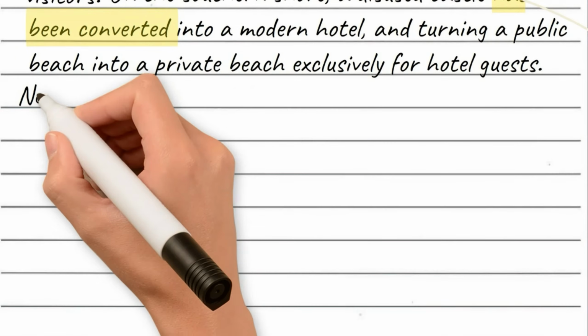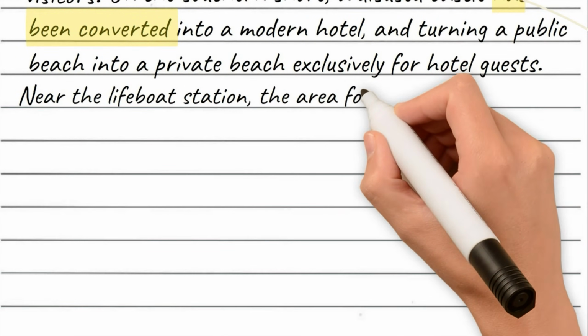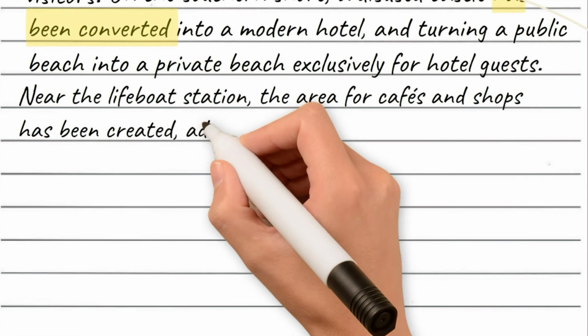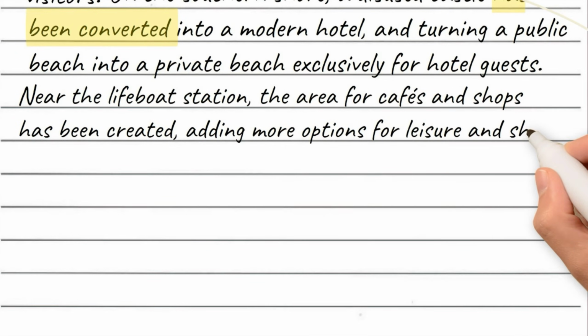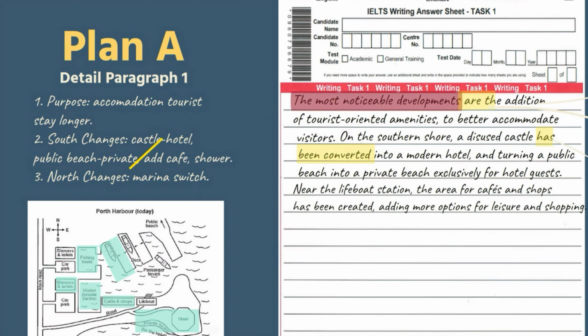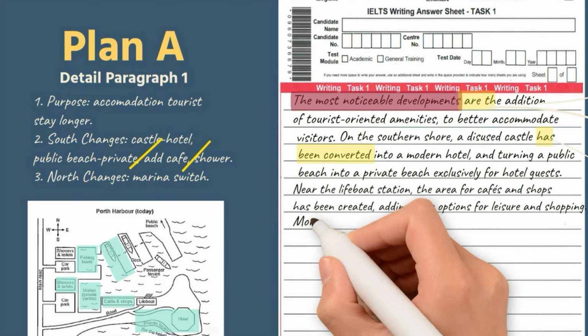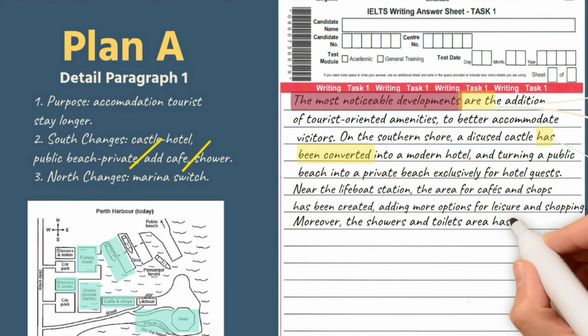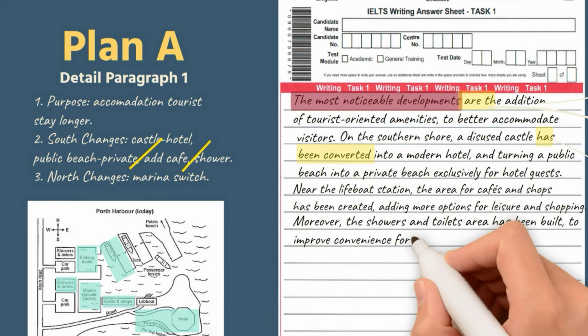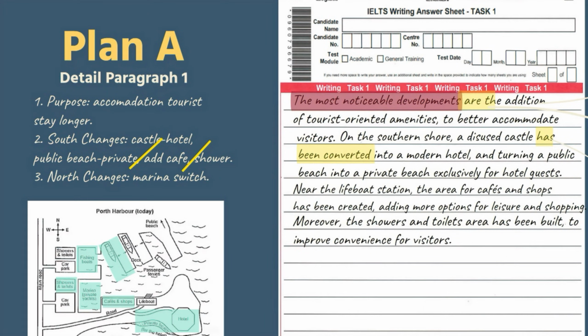Sentence 3. Near the lifeboat station, an area for cafes and shops has been created, adding more options for leisure and shopping. Can't describe all the details in one sentence, divided into 3 sentences. Sentence 4. Moreover, shower and toilet areas have been built to improve convenience for visitors.